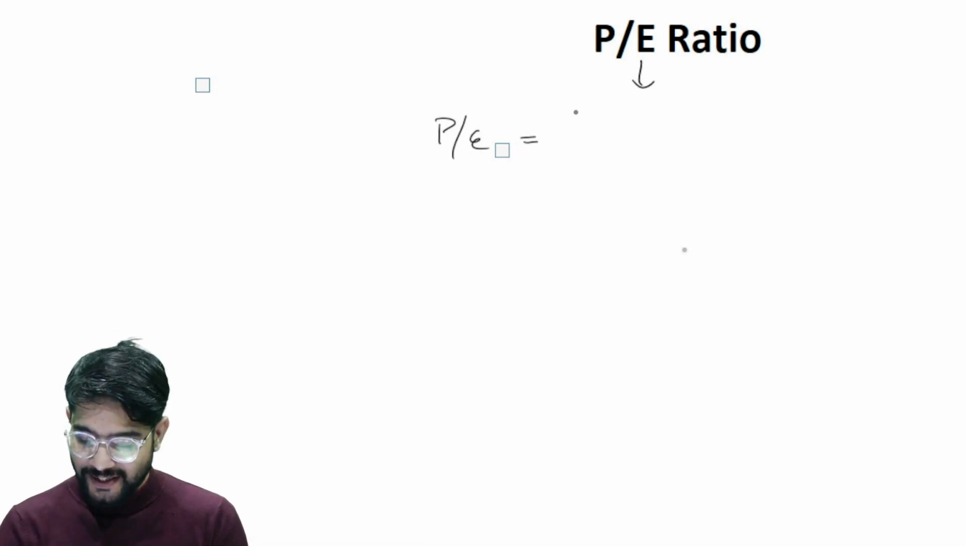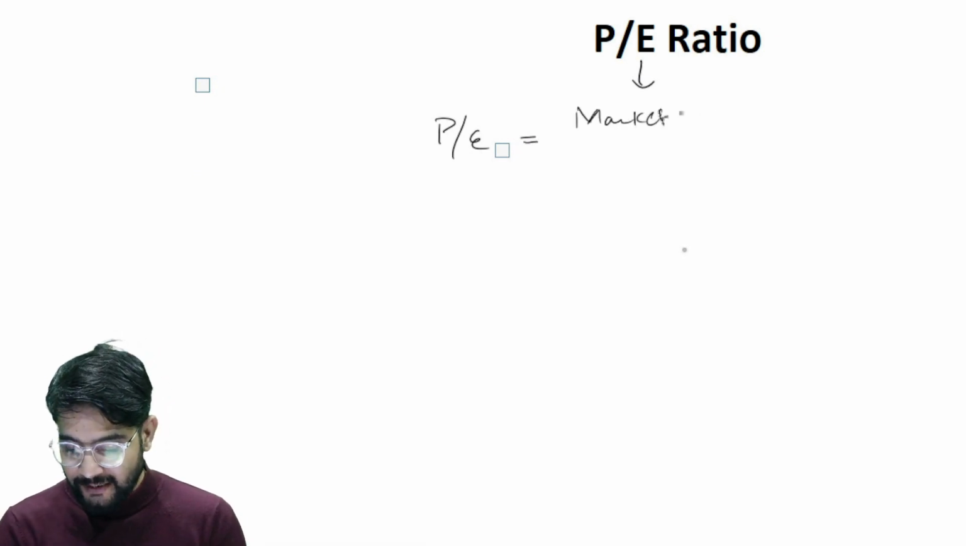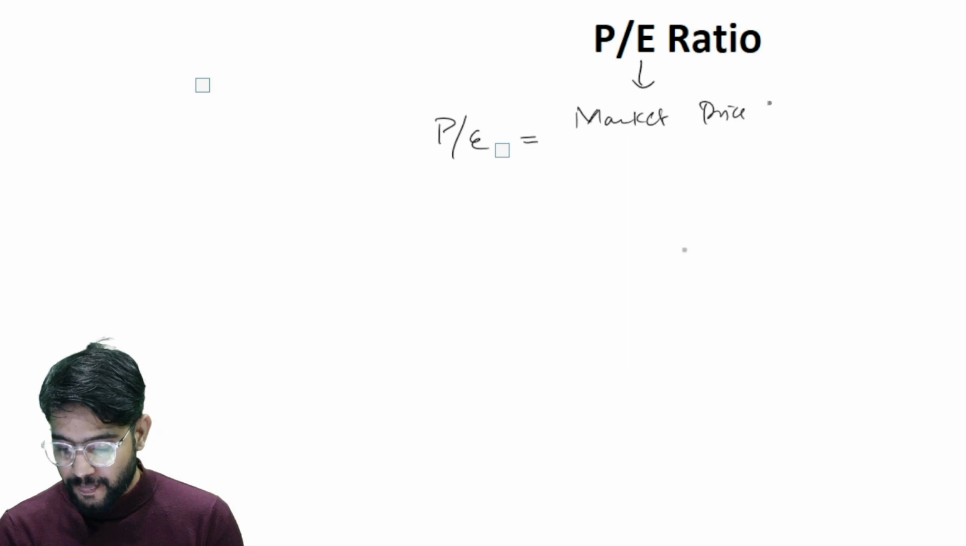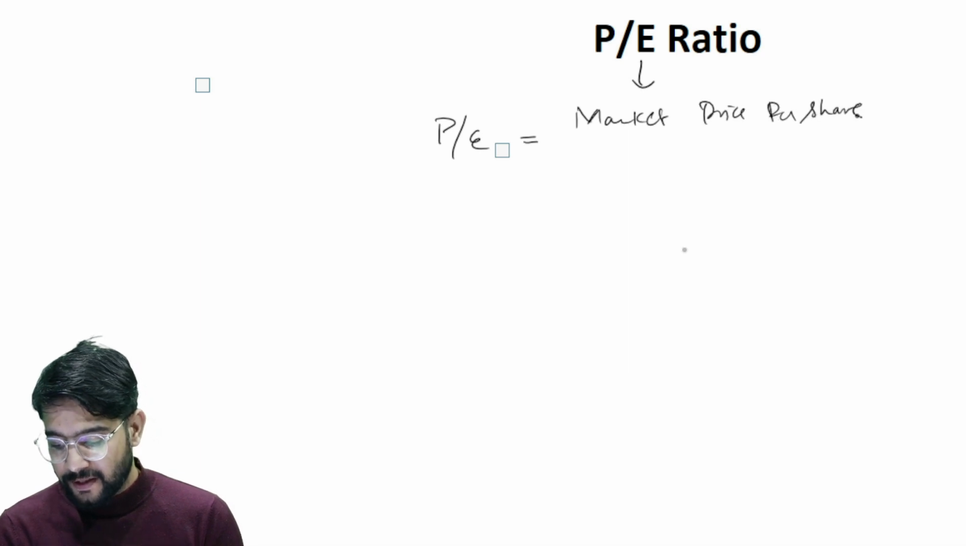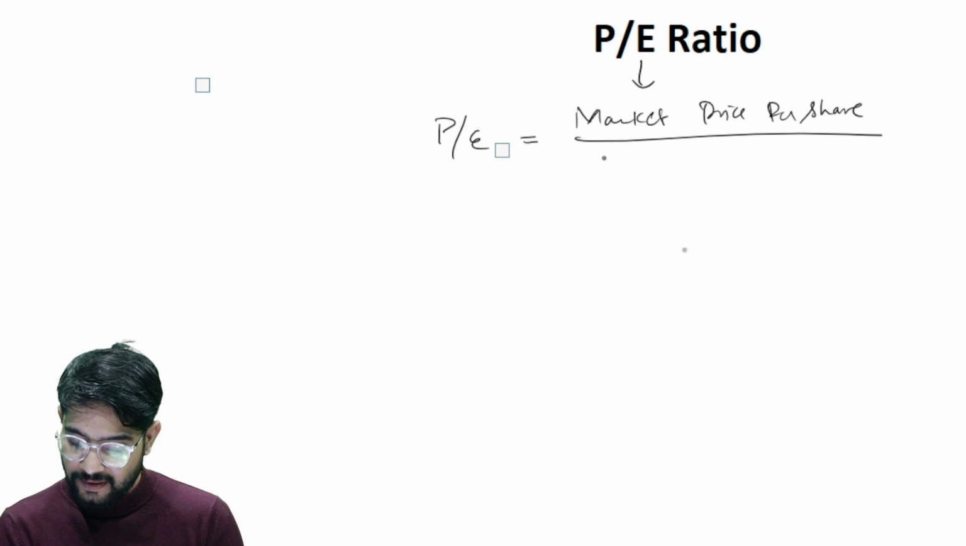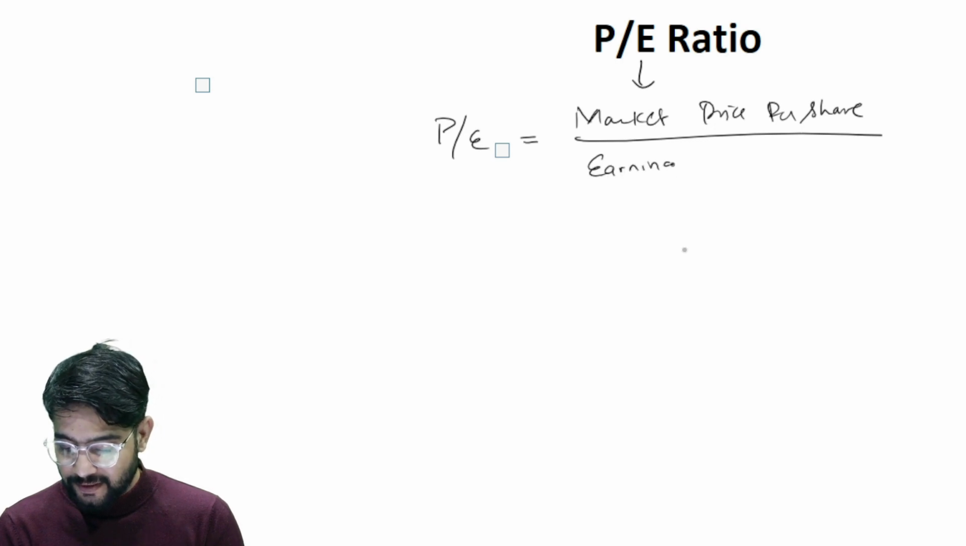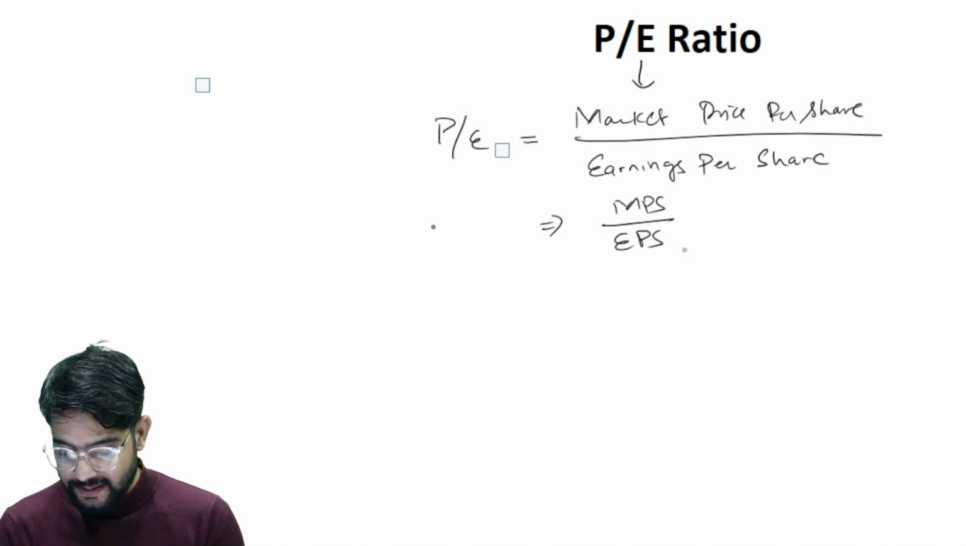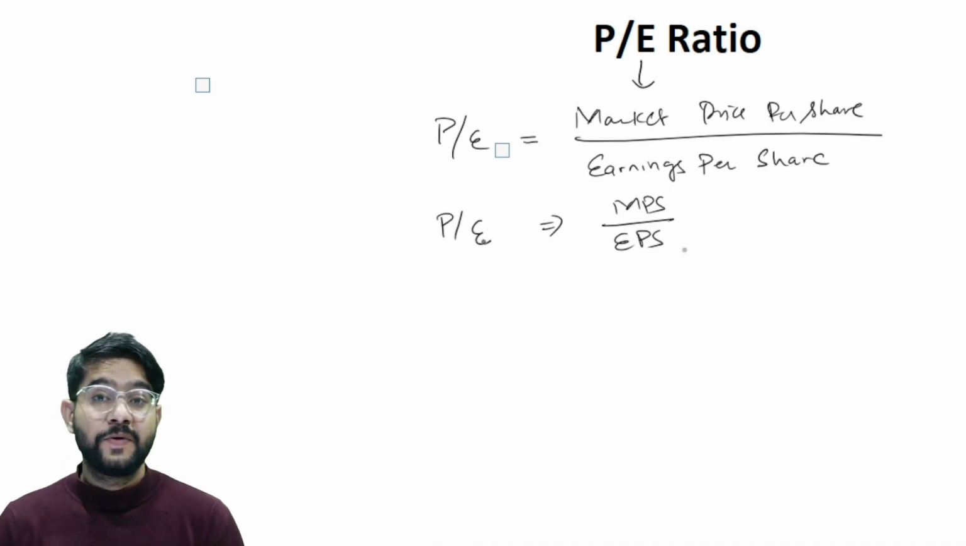Now, what is PE ratio? PE ratio is market price per share divided by earnings per share. You can also write this MPS by EPS equals to PE ratio.